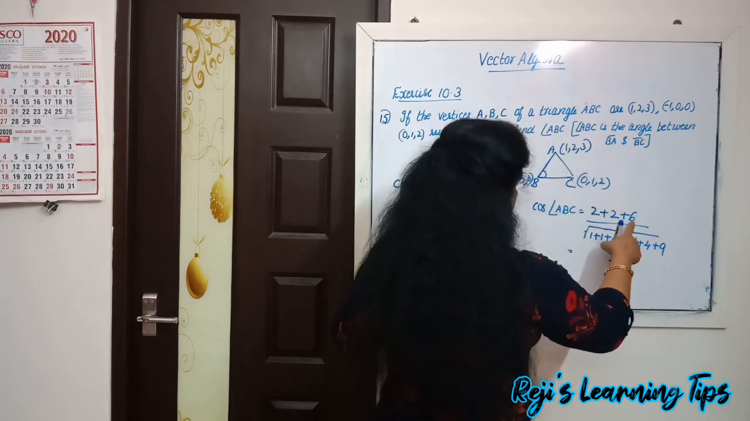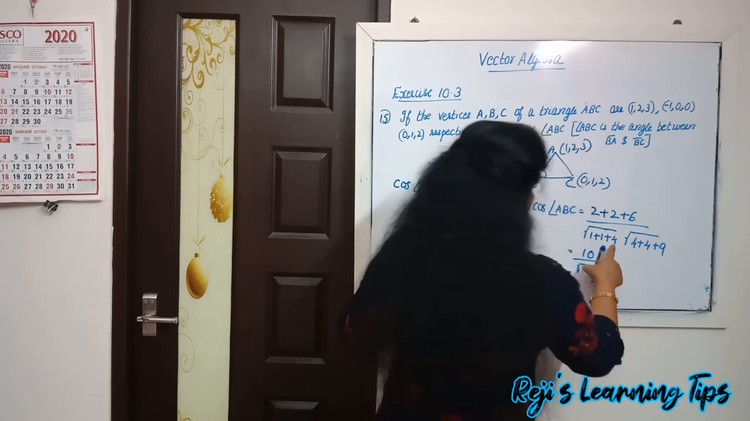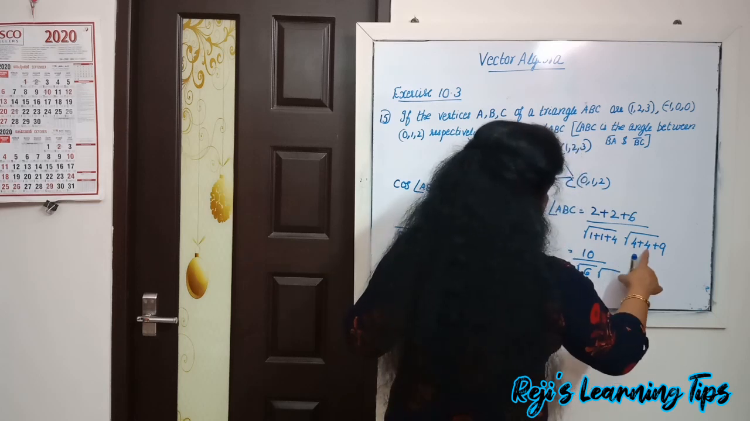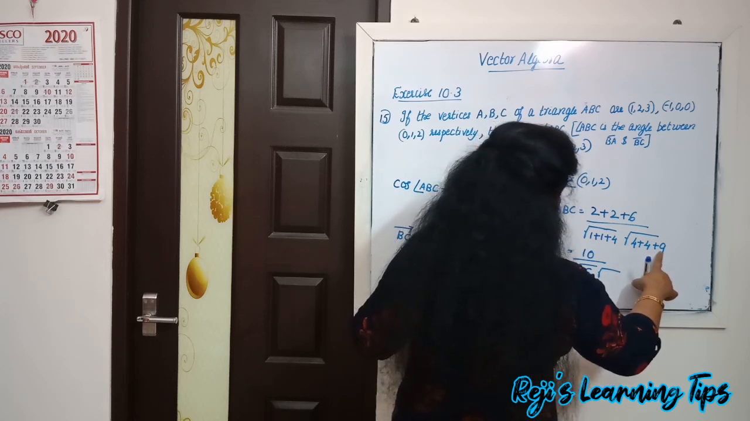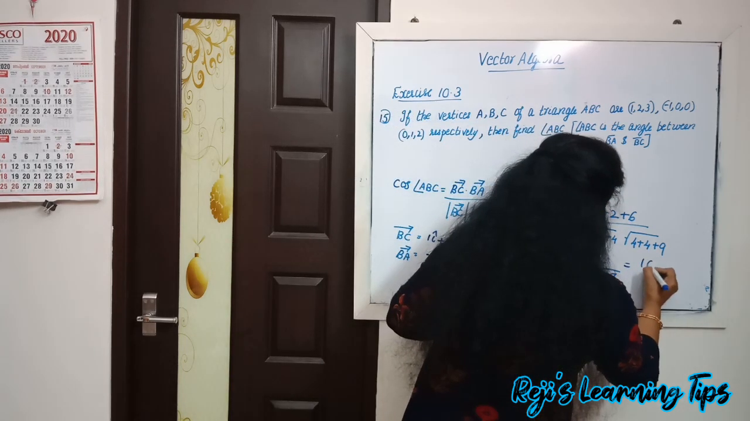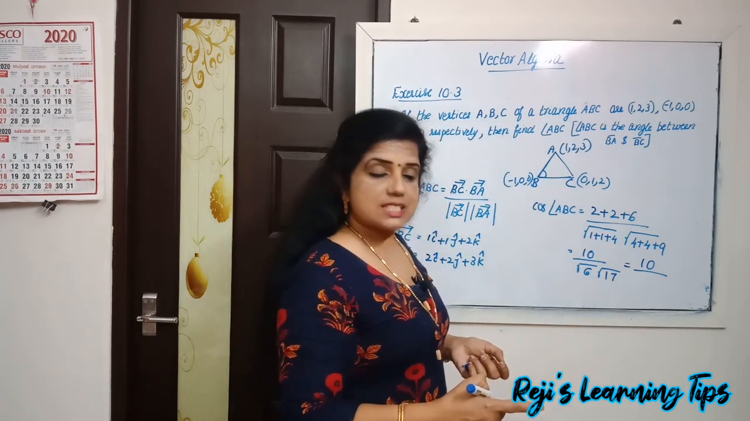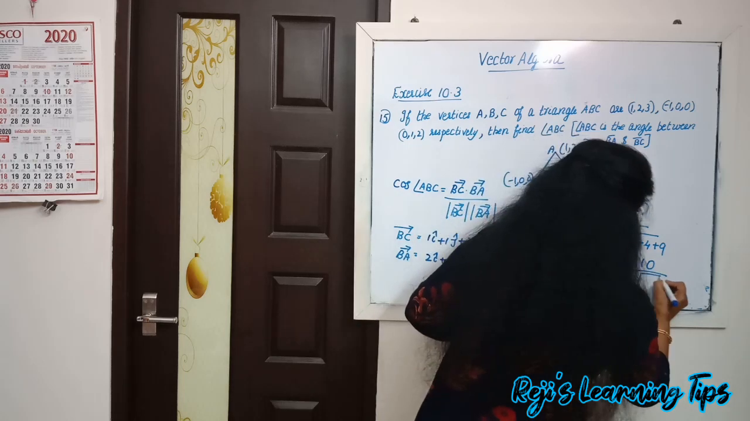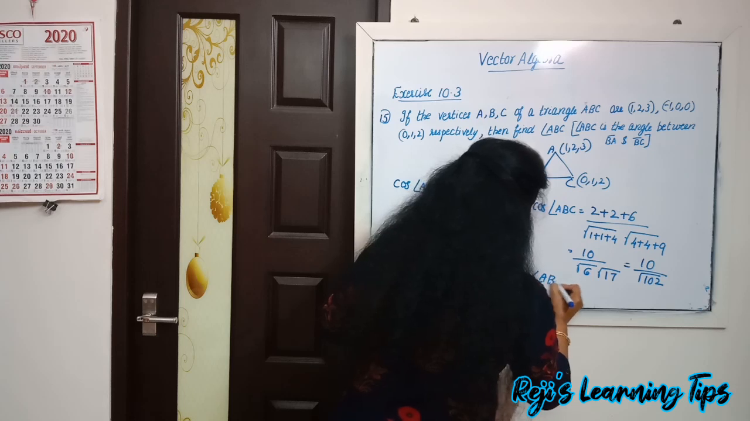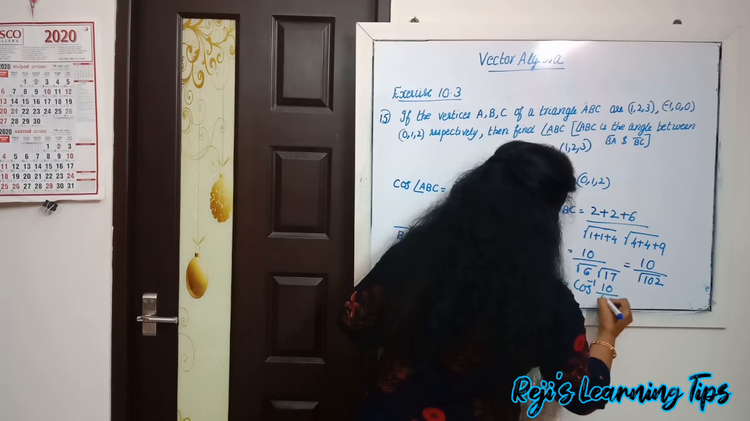Then we will get 6 plus 2 is 8, 8 plus 2 is 10. 10 divided by root of 4 plus 1 is 5, 5 plus 1 is 6, into root of 4 plus 4 is 8, 8 plus 9 is 17. 10 divided by root 6 into root 17, that is root of 6 into 17, that is root of 102. Therefore, angle ABC is equal to cos inverse of 10 divided by root of 102.